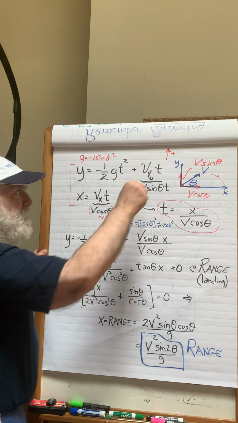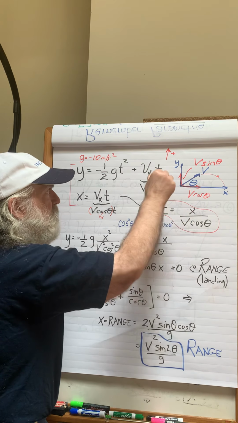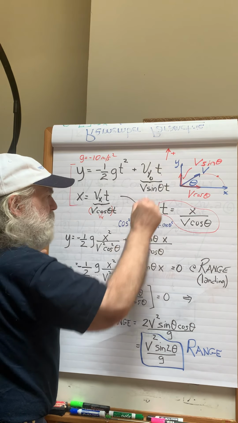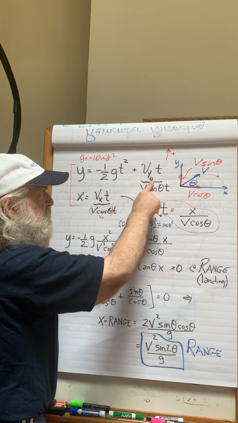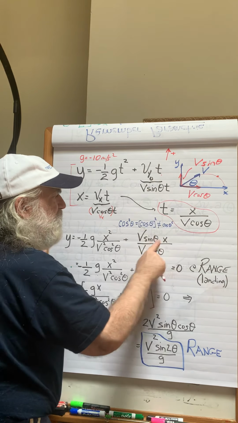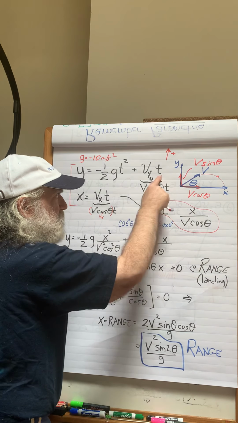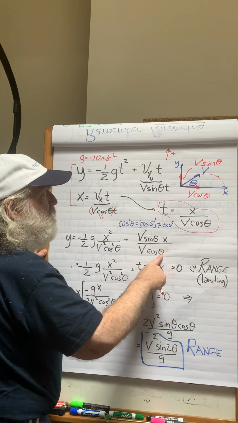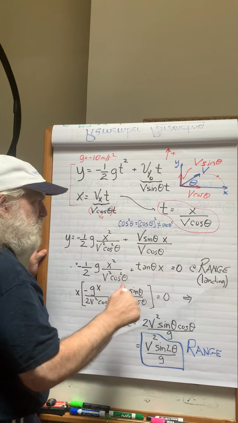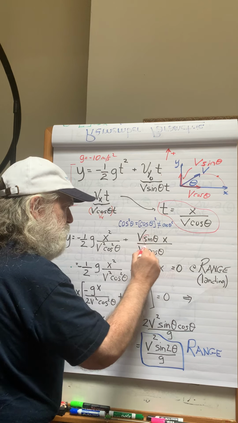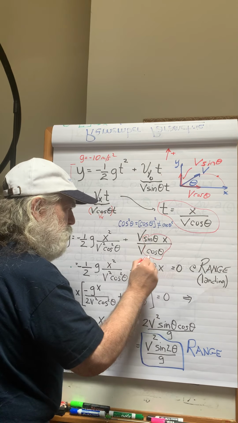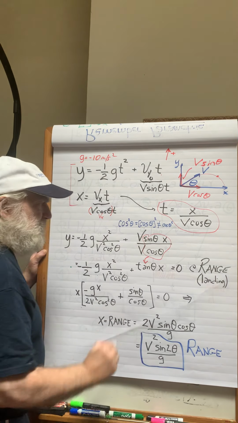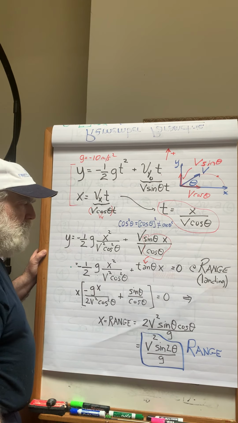And when I plug in x over v cosine theta here, I get v in the y direction, which is v sine theta, times t, which is x over v cosine theta. And remember, sine theta over cosine theta, you might remember, is tangent of theta. Good to know.